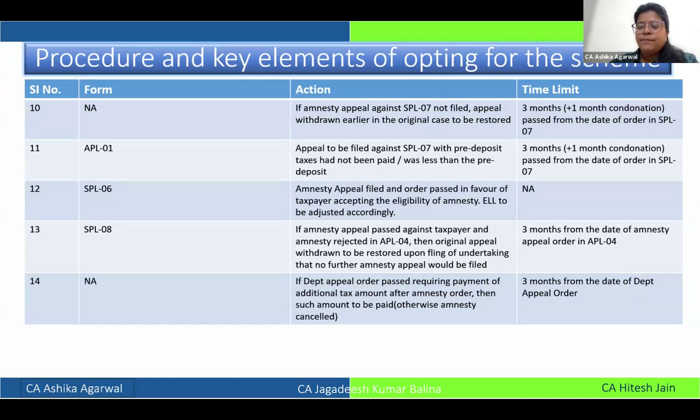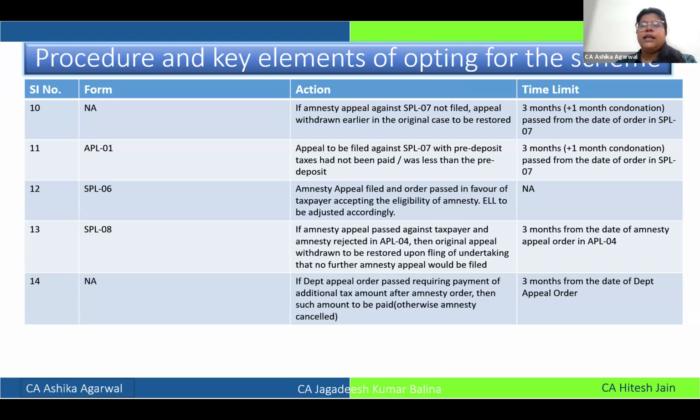Now, where is this amnesty scheme not applicable? This scheme is not applicable in case of earnest refund, in case the notice covers a period outside the scheme, or in case of interest on delayed filing of return, which we discussed. In those cases, this scheme will not be applicable.